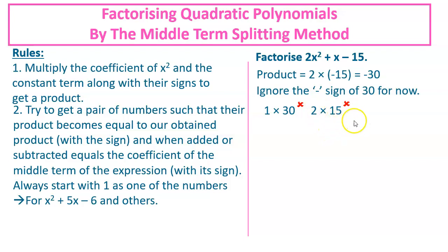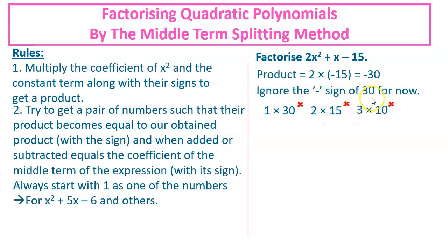Next number after 2 comes 3, and 3 is a factor of 30. So the pair is 3 times 10, because we have to get the product as 30. So it is 3 and 10. Again, we will see that we will not get a plus 1. Whatever sign we attach, we can attach the negative sign to any of these numbers or to both the numbers and add, we will never get a plus 1. So this is also rejected.